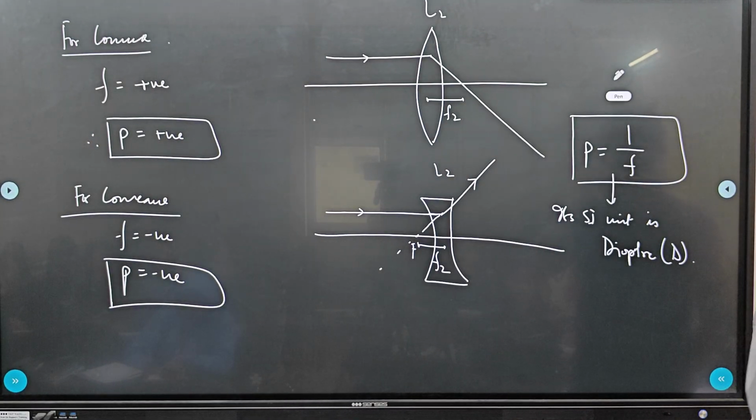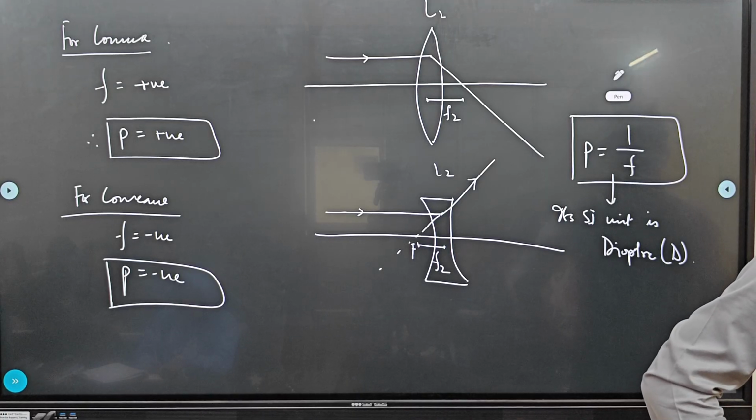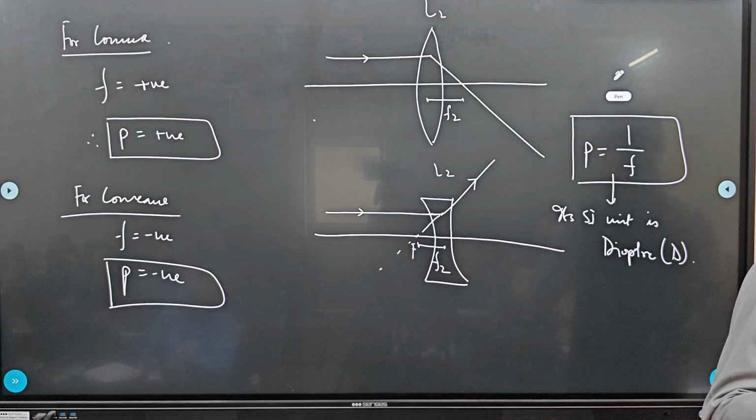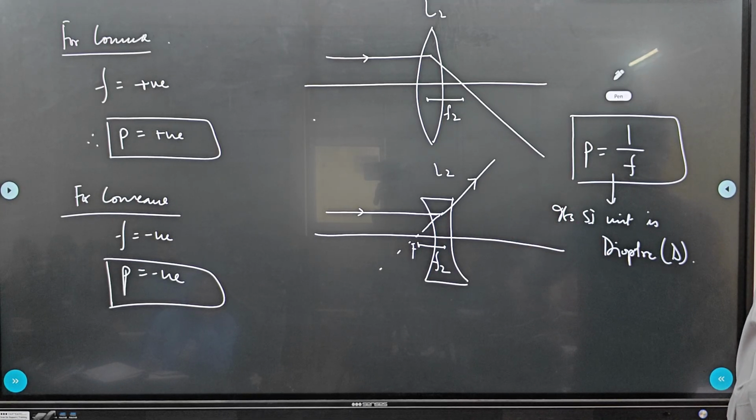Now see, you are using lens or not? Maximum people in this world are having eye defect as myopia. And myopic eye can be corrected by using concave lens. And the power of concave lens is negative. Most of you, I mean 100% of you, all of you are having myopic eye.